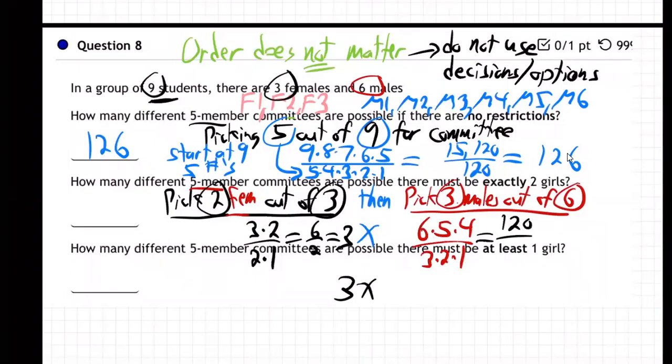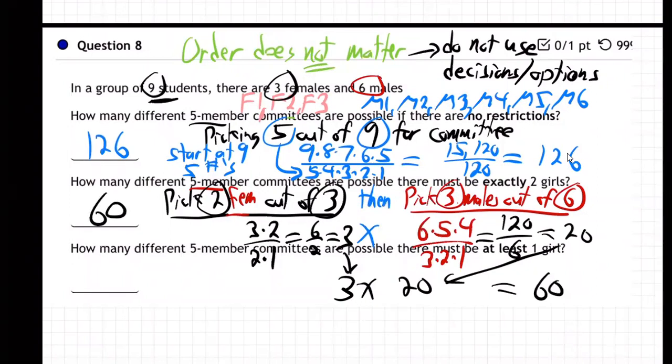over 6, which equals 20. 3 times 20, which equals 60. That's not easy. Let me pause there, and we have the third part coming, which is even harder.